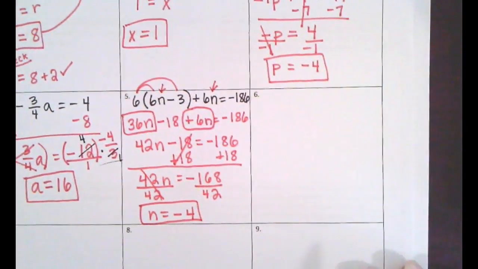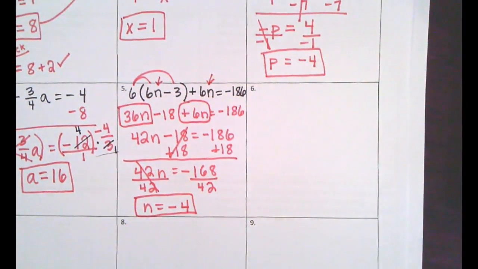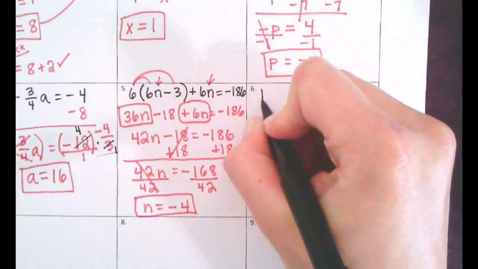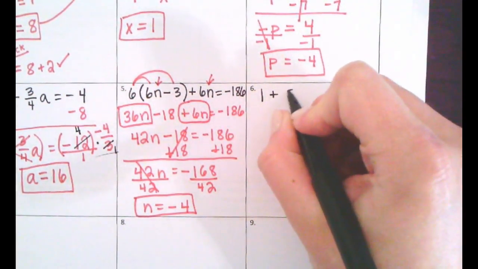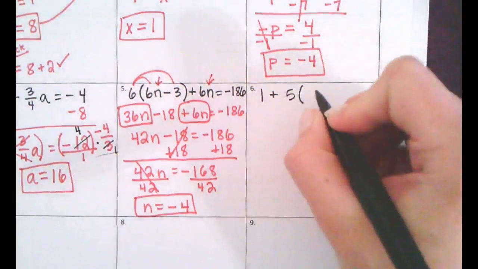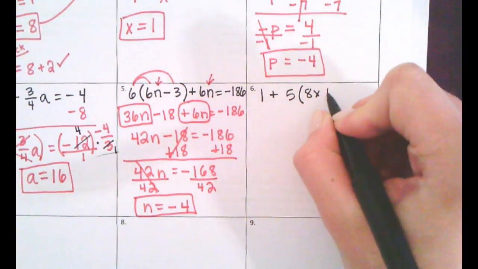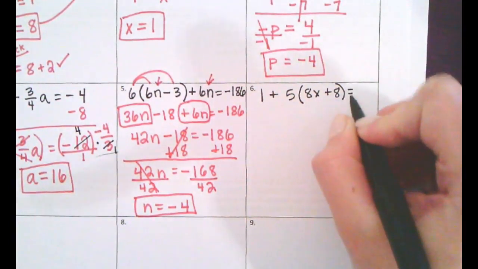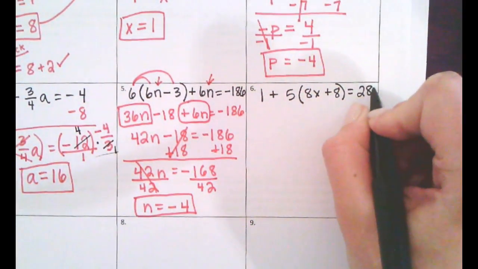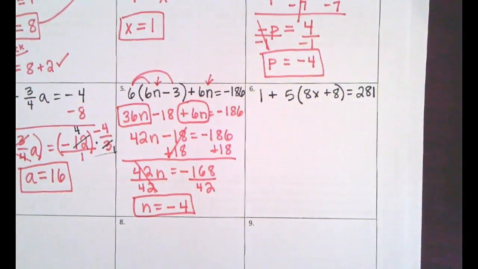All right, the next one looks very similar to number 5. Let's go ahead and write that one down. 1 plus 5 times the quantity of 8x plus 8 equals 281. If you would like to try this problem out on your own, you can pause the video. If you have some trouble, you can play the video and watch me work it out. But once you have finished pausing the video and working the problem out, please push play again to check your work.